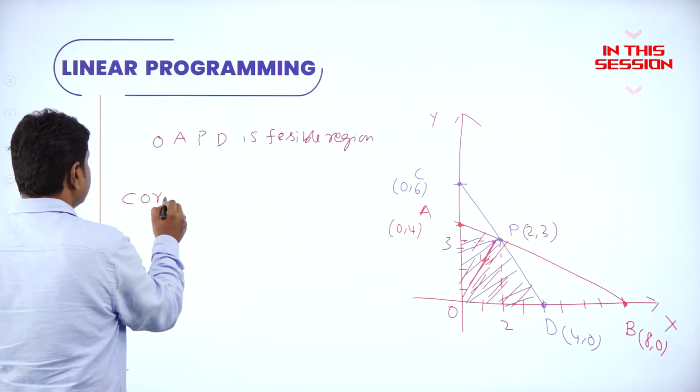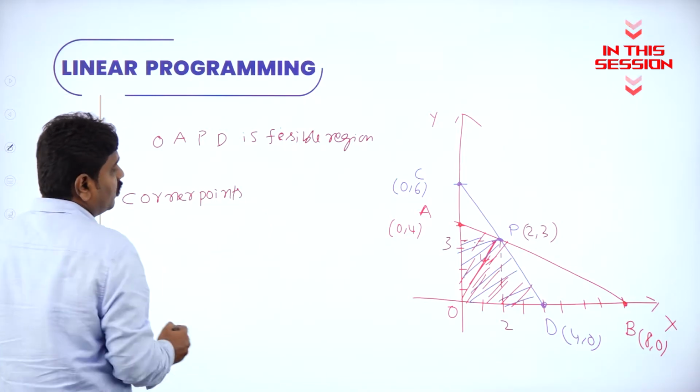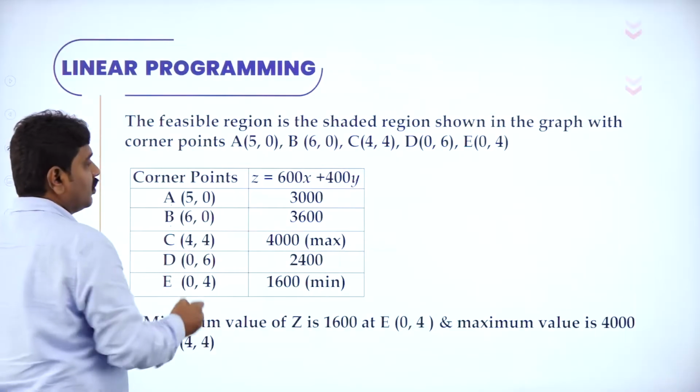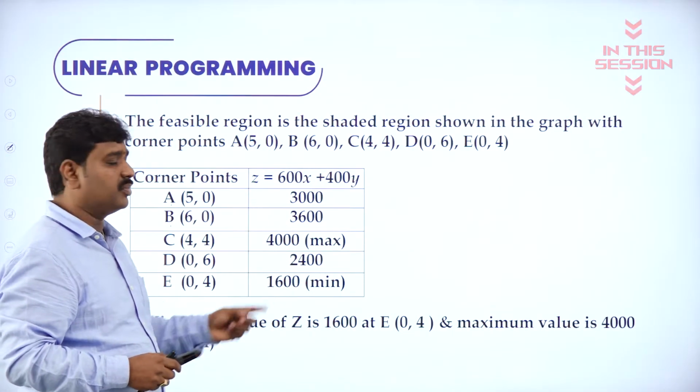What are the corner points? Corner points, I told you, means vertices of the feasible region. What are the vertices of the feasible region? One is 0, 0, origin. Now our task is to substitute these points in the objective function to get the maximum and minimum.